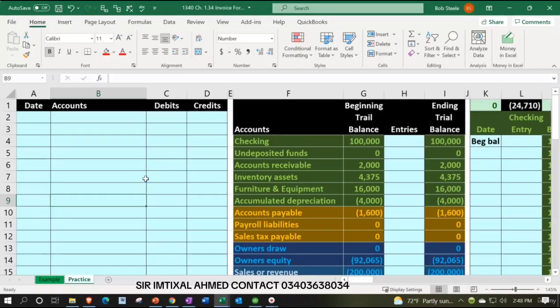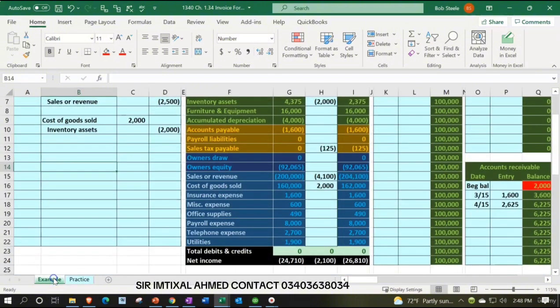Here we are in our Excel worksheet. If you have access to the Excel worksheet and would like to follow along, there are two tabs down below: the Example tab and the Practice tab, the Example tab in essence being an answer key. Let's take a look at it now.